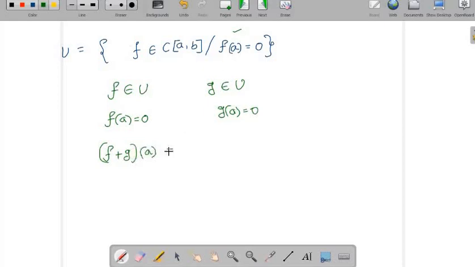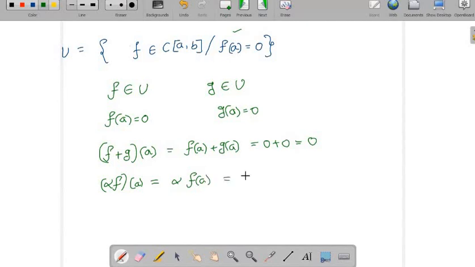And we know this one can be written as f of a plus g of a, and individually they become zeros. Therefore, the sum is 0. Therefore, f plus g is also passing through a comma 0. And similarly, you can observe that alpha f of a can be written as alpha into f of a, which is the same as alpha into 0. So it will give you 0 again. So alpha f is also passing through a comma 0, right?